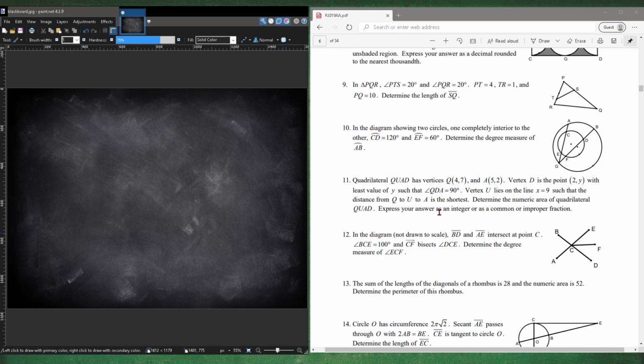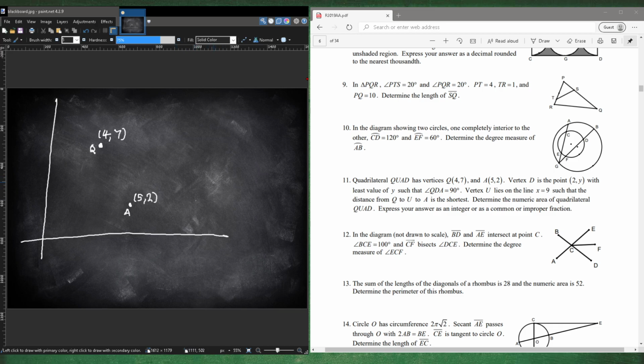Okay, number 11. Quadrilateral QUAD has vertices Q at 4, 7, and A at 5, 2. So if I ever see coordinates, I like to plot them. And I notice that they're both positive, so I'm just going to go with the first quadrant. So 4, 7. So somewhere like, let's say up here. And that is point Q. So that's 4, 7. And we have A, which is 5, 2. So somewhere like down here. So that's A. So let's call that 5, 2.